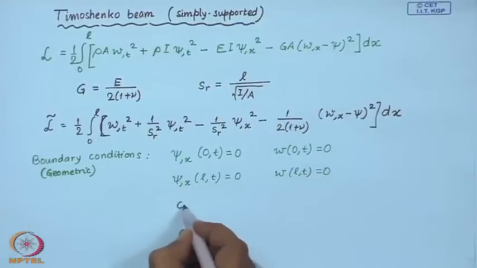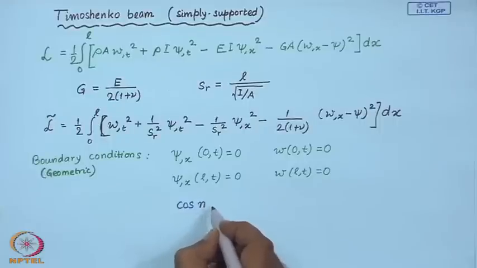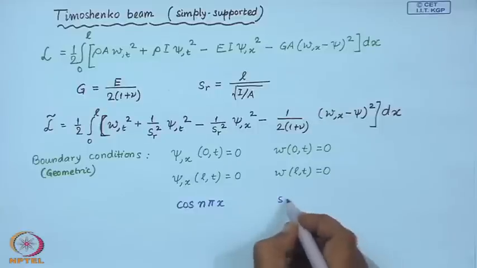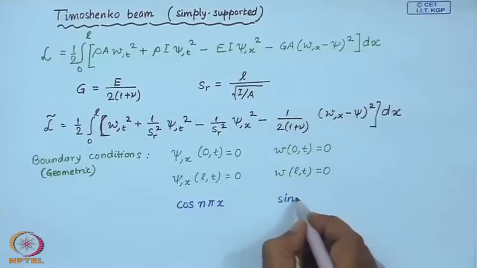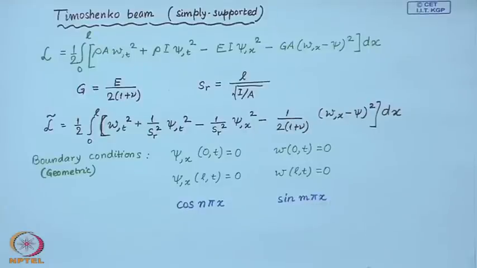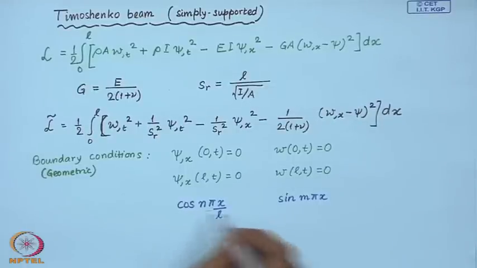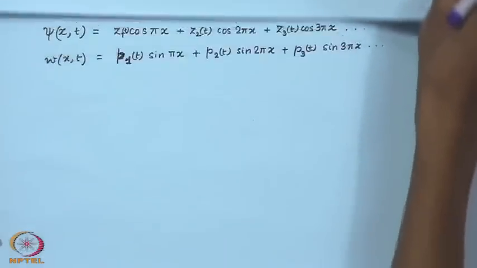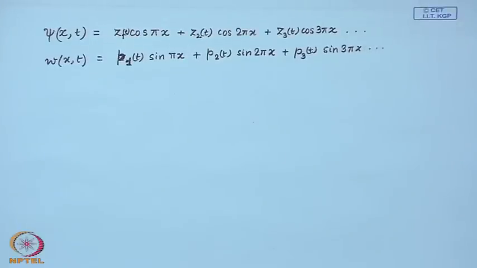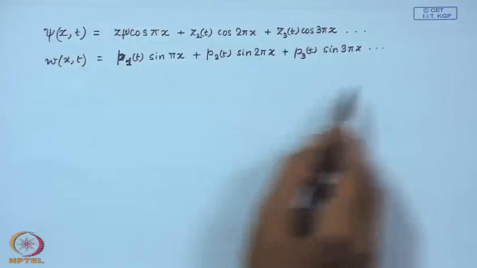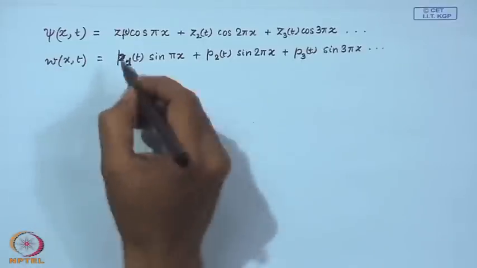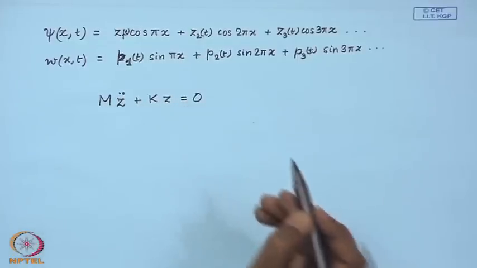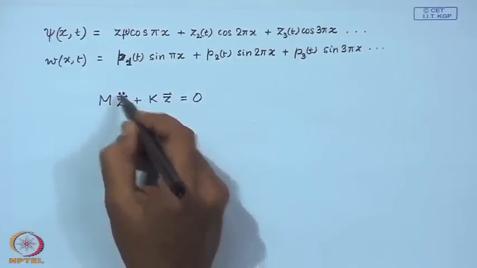Psi, for example, can be satisfied by using an expansion like this, whereas, if the length is L, one can use the expansion like this. So, using these admissible functions, we have expanded the field variables, and finally, after applying the variations etc., we will obtain the discretized equations of motion.